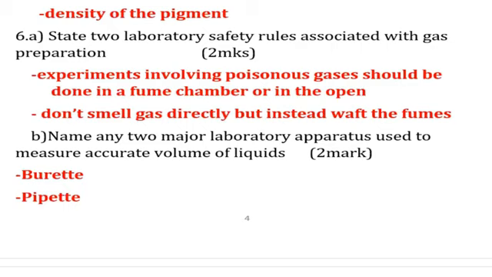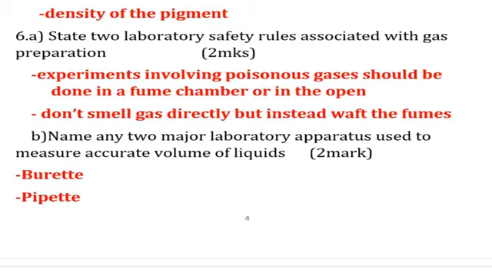Any experiment involving poisonous gases should be done in a fume chamber or in the open. Number 2, don't smell gas directly, but instead waft the fumes. Number 6B, name any 2 major laboratory apparatus used to measure accurate volumes.